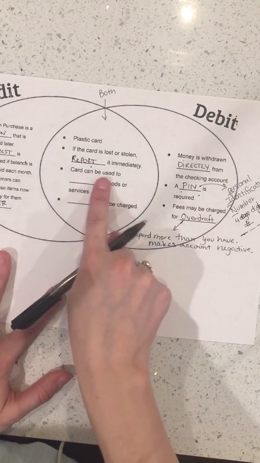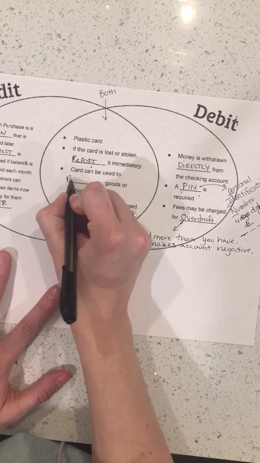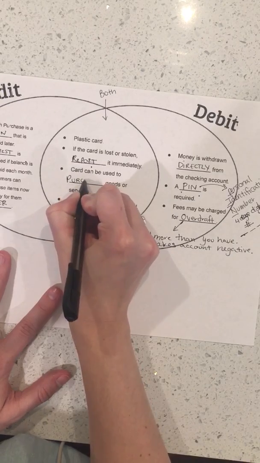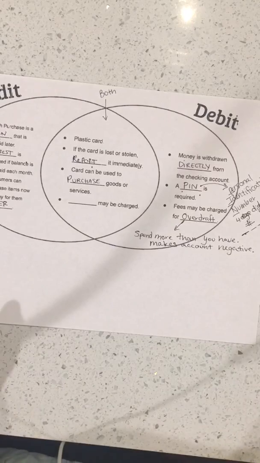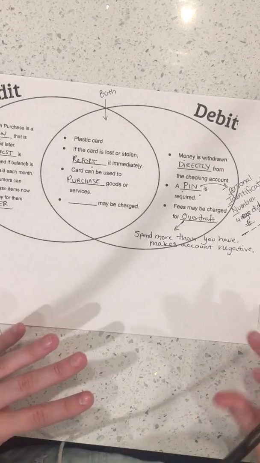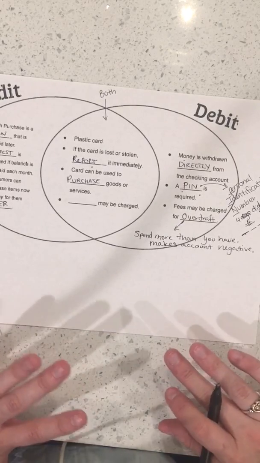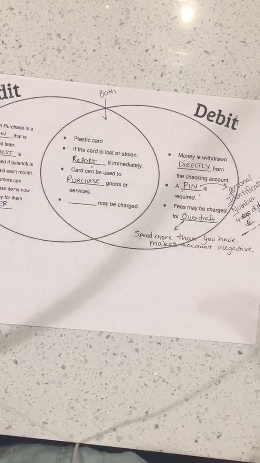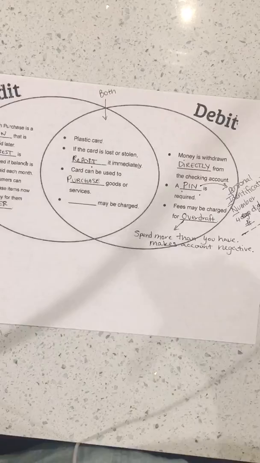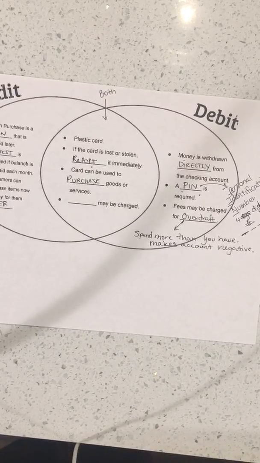Next, a card can be used to purchase goods or services. So you can buy food, you can buy clothing, you can buy shoes, furniture, household appliances like your refrigerator, but you can also buy services which are like a mechanic who comes and fixes your car, or the doctor, something like that. Okay, so that's a service.